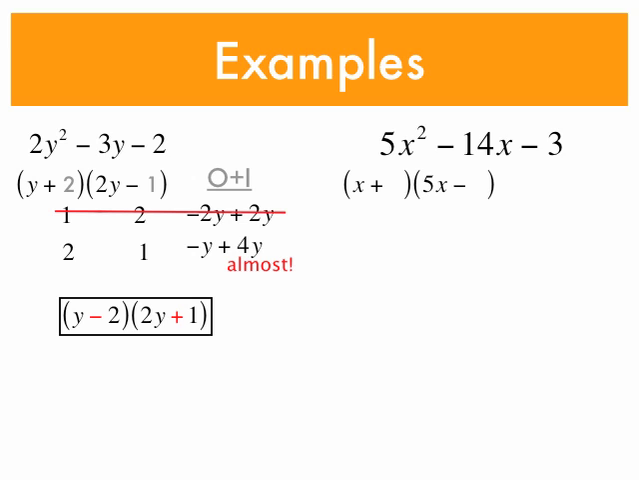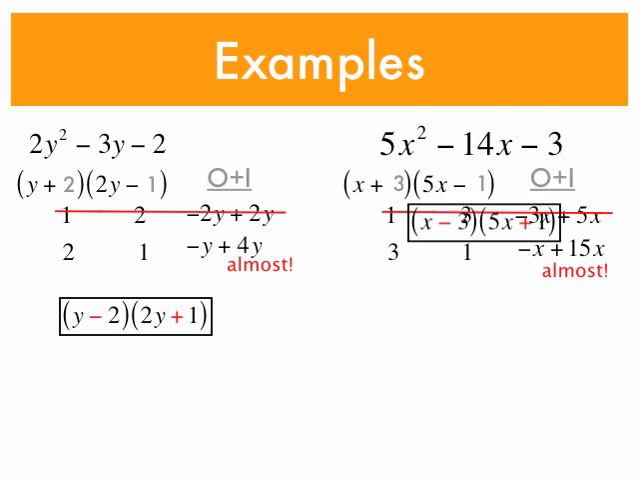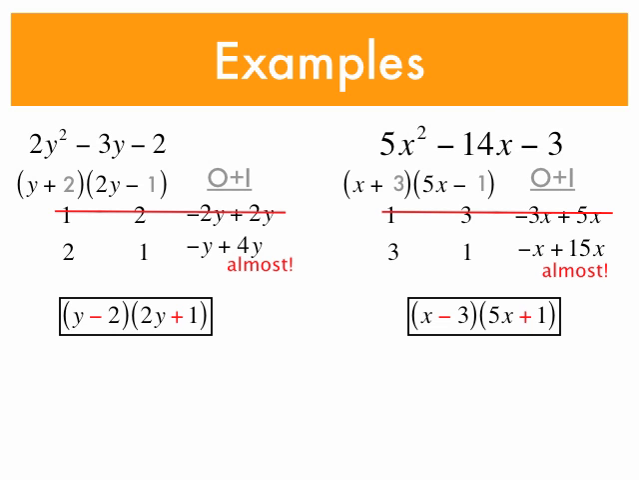The only way 3 factors is 1 times 3. Since I now have coefficients on those variables, I have to list that factor pair both ways. If I put in 1 and 3, my outside is negative 3x, my inside is 5x. That will not give me negative 14x, so I cross it out. Try it the other way. My outside would be negative x, my inside would be 15x. That gives me positive 14x, which is really close. I just need to change the sign. So when I change the signs, that would give me a negative 14x inside.